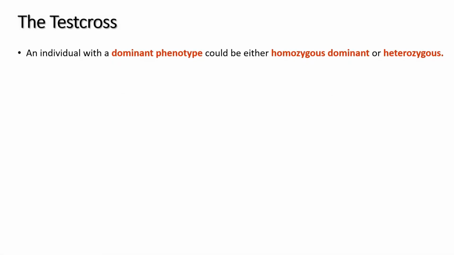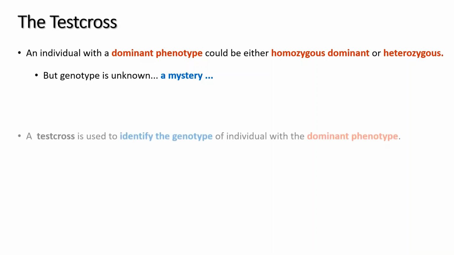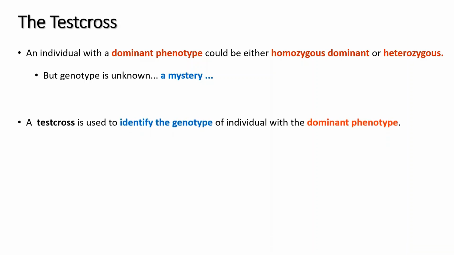An individual with a dominant phenotype could be either homozygous dominant or heterozygous. For example, you see a plant with a purple flower. You know that purple flower is a dominant trait, but you don't know the genotype of this plant. The plant can either be a homozygous dominant plant or a heterozygous individual. So the genotype is unknown for that individual. So what you do is a test cross.